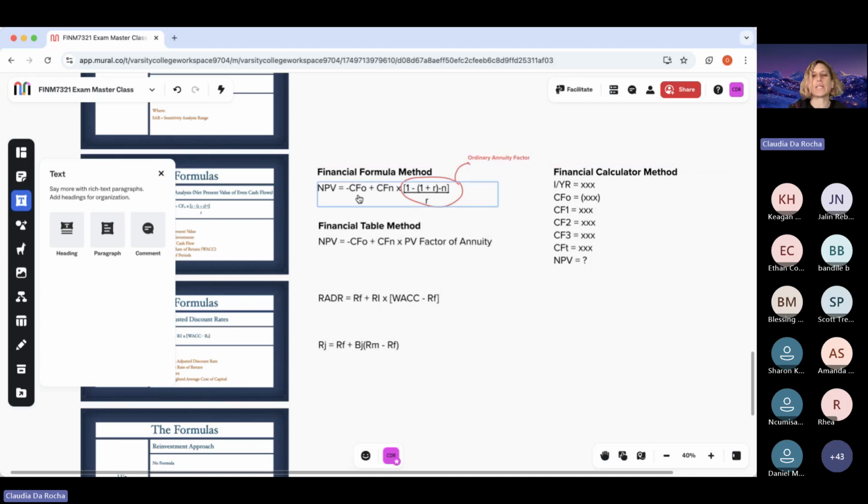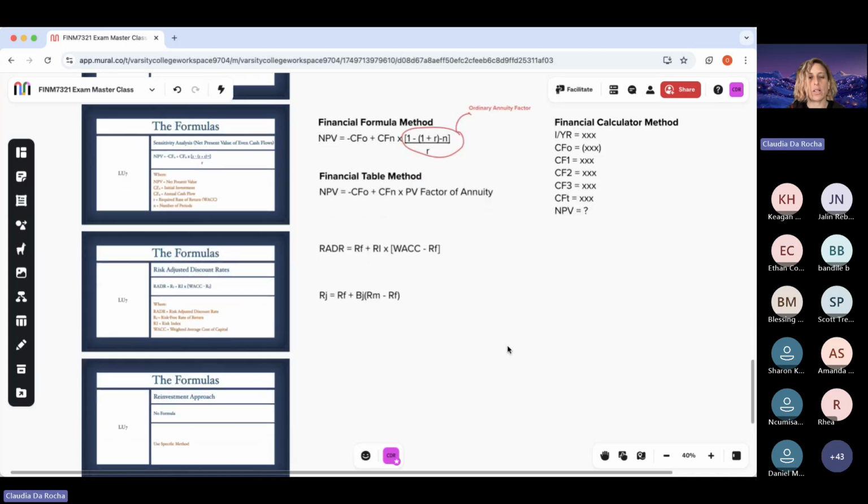So it'll be your initial investment plus the cash flow times the annuity factor. So as you can see here in the financial table method, again, it's your initial investment plus the cash flow times the present value factor of our annuity. Okay.